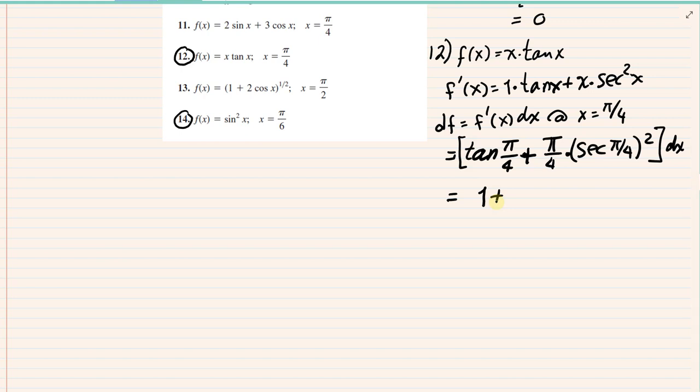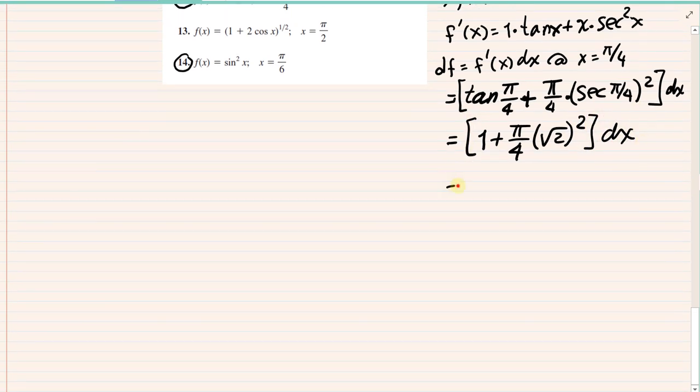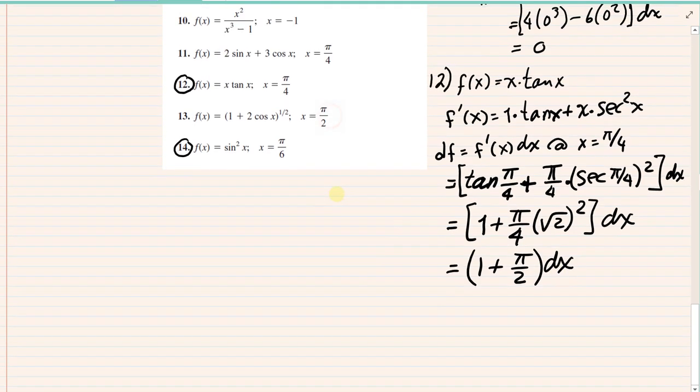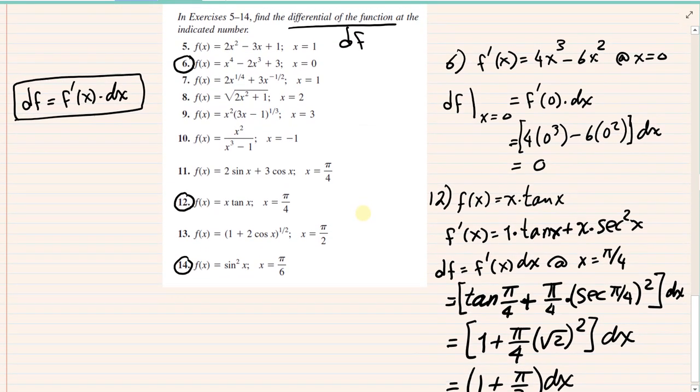Secant is 1 over cosine, right? And cosine is 1 over root 2, so secant is going to be root 2. That's going to be root 2 squared times dx. And this is going to be 1 plus root 2 squared is 2, 2/4 is 1/2. So 1 plus pi over 2 dx. So we're going to have dx in all the differentials, the differential of the function.